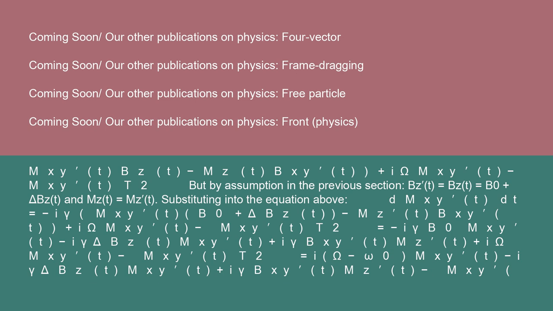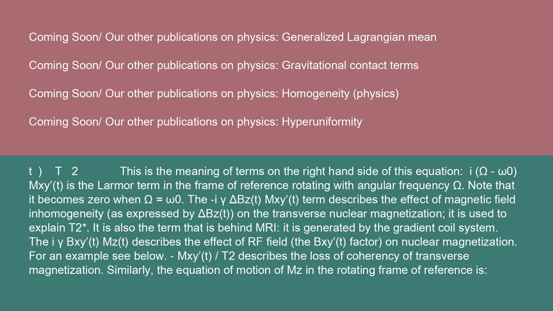But by assumption in the previous section, B_z(t) = B0 + ΔB_z(t), and M_z'(t) = M_z(t). Substituting into the equation above, dM_xy'(t)/dt = -iγ M_xy'(t)(B0 + ΔB_z(t)) + iγ M_z'(t) B_xy'(t) + iω M_xy'(t) - M_xy'(t)/T2 = -iγB0 M_xy'(t) - iγ ΔB_z(t) M_xy'(t) + iγ B_xy'(t) M_z'(t) + iω M_xy'(t) - M_xy'(t)/T2 = i(ω - ω0) M_xy'(t) - iγ ΔB_z(t) M_xy'(t) + iγ B_xy'(t) M_z'(t) - M_xy'(t)/T2. This is the meaning of terms on the right-hand side of this equation.